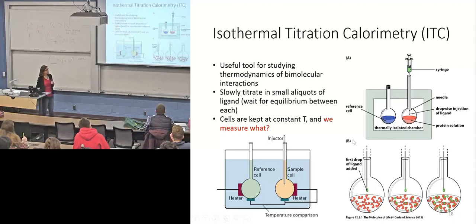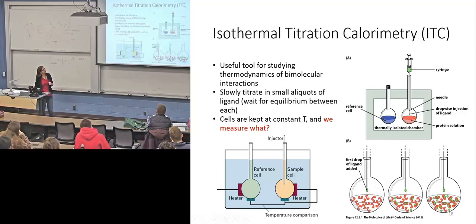Okay, so what we have here, these pictures are showing the same thing. I have a reference cell, and then I have a solution of interest. In here is probably something like water with my proteins in it, and this is just water. And then I have a syringe filled with whatever I want to bind to the protein, whatever I'm interested in. I'm going to drip it in and capture what happens in terms of heat change.